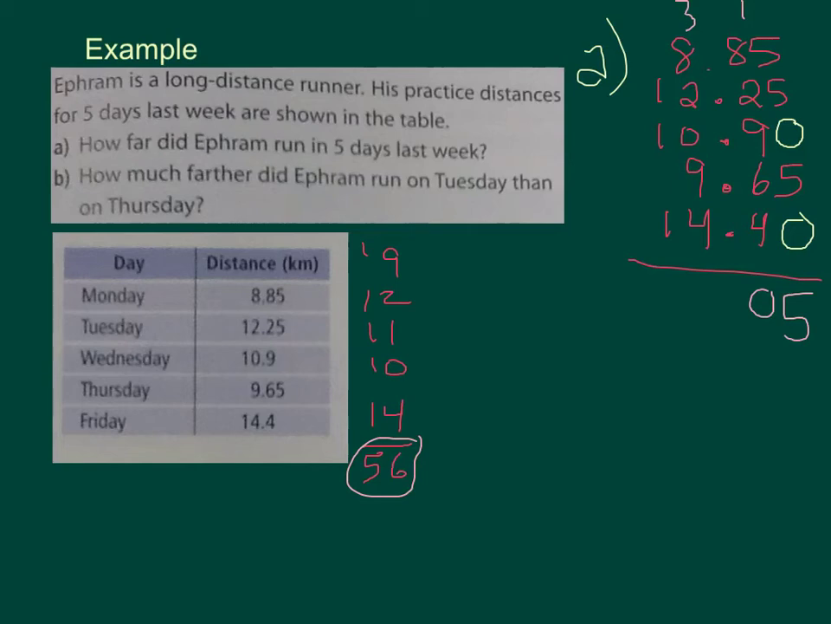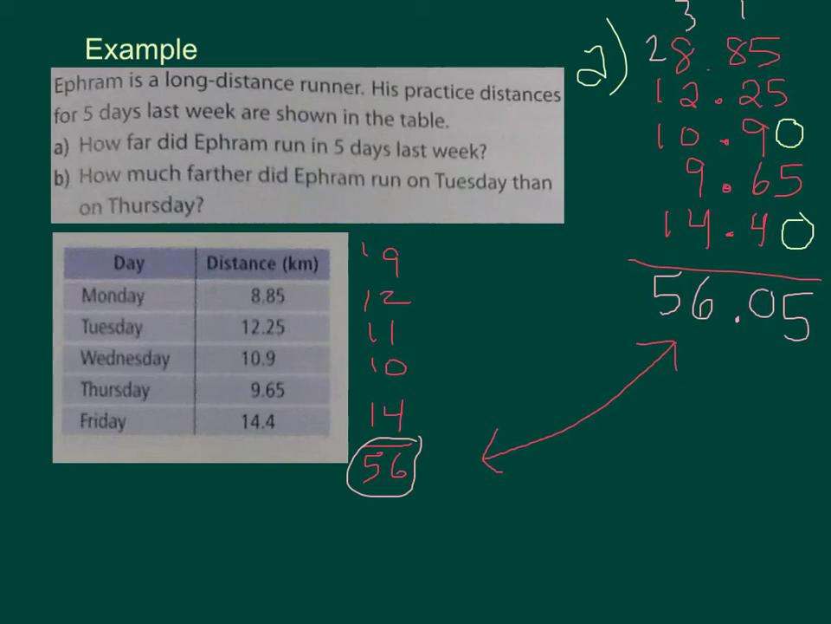22, 3, 4, 5, 26. So I'm going to put my 6 and carry my 2. And then I have 2 plus 1 is 3, 4, 5. So my answer comes out to 50. So I have 5605. But remember, we need the decimal in that answer somewhere. And I'm not going to change the area of my decimal, I'm just going to leave it, making sure it's lined up. So my answer is 56.05.